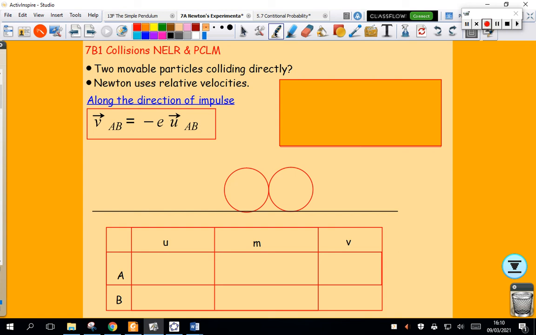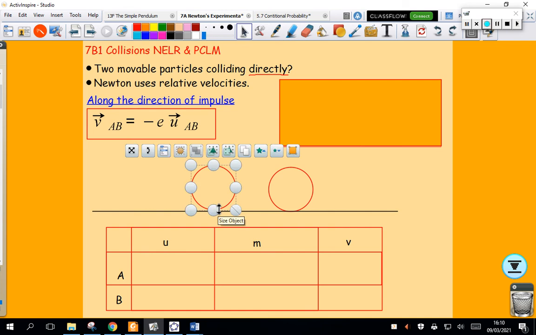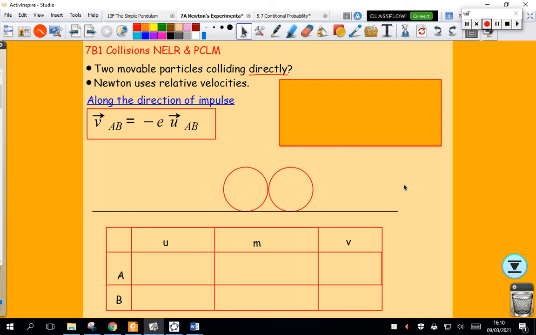When we have two particles moving, and again we're going to be dealing with what we call direct collisions, where we have identical particles moving along the same line of motion and colliding in that way. Maybe they're moving towards each other, maybe they're moving in the same direction with one catching up. They all are governed by essentially two rules. When we're dealing with two moving particles, we're going to be using relative velocities.